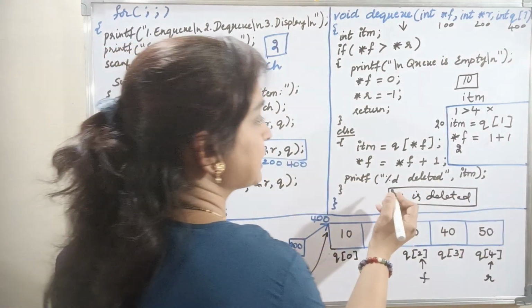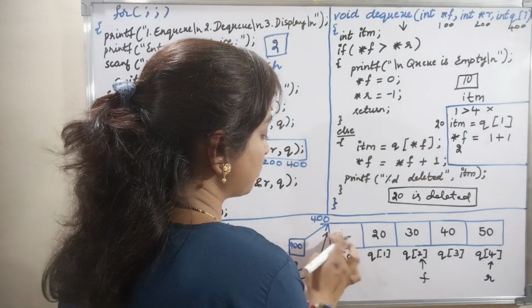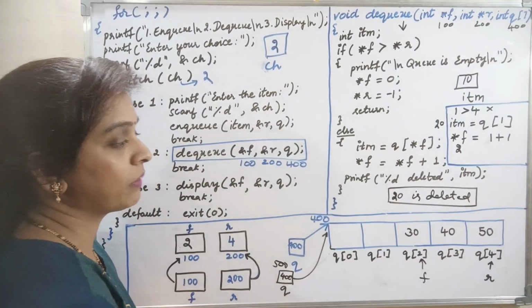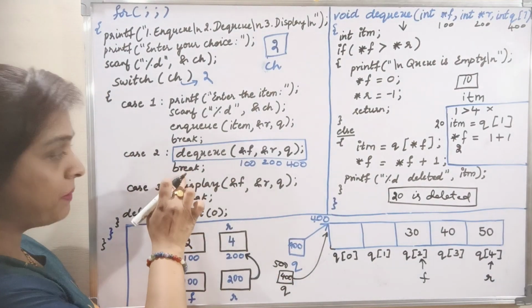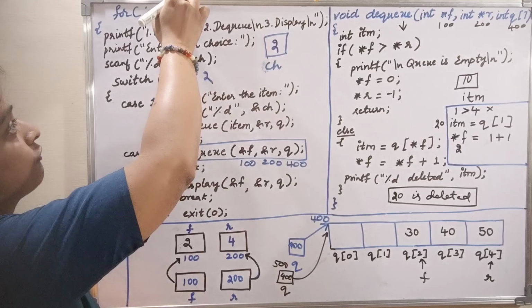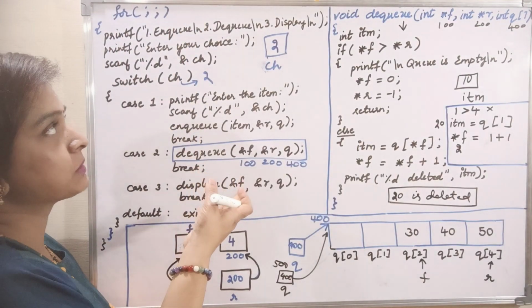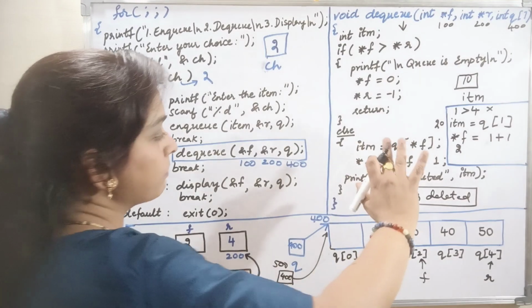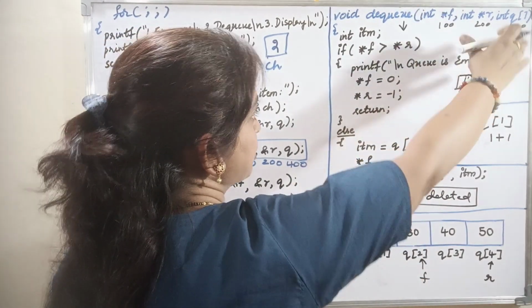Then again a message saying that 20 is deleted. So all these elements have to be DQ'd now. 10 went, 20 went. Then again get back. I said break. Come out of this switch block, but you will be inside the for block. Again those messages will be displayed. You say DQ once again, choice 2 only. Come to this point, the same function call. Come to the function definition once again.